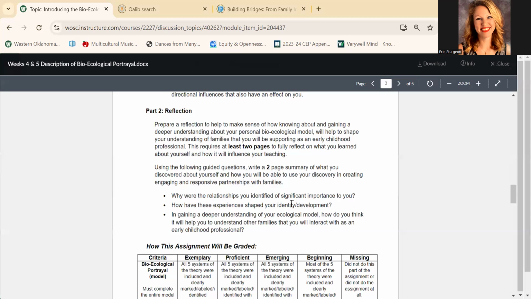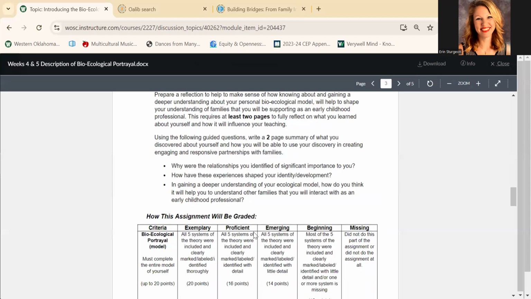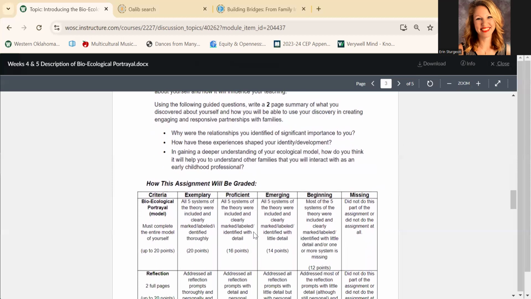Why were the relationships you identified of significant importance? You might have a paragraph per relationship that you choose to write about. You might have a paragraph for different ways they have shaped your life. And then how do you think it will help you understand families? That might be just one paragraph, but it might be more because you might want to cite some sources. That's not included here, but I would think bringing in some sources might help your paper have a central idea or at least some support.